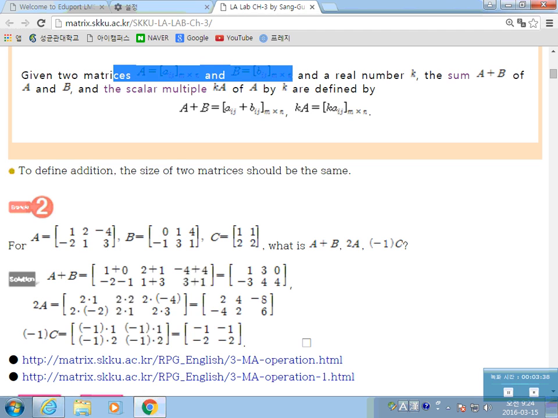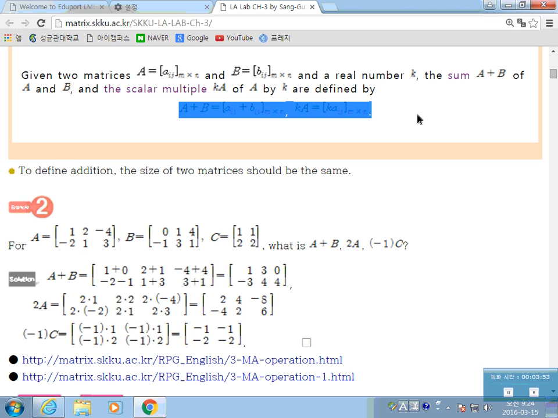When we have two m by n matrices A and B, and a scalar k, then the sum of the two matrices and the scalar multiplication of A by k are defined in this way. The ijth entry of the A plus B matrix is just the addition of the ijth entries of the two matrices, and the ijth entry of kA is just k times the ijth entry of A.